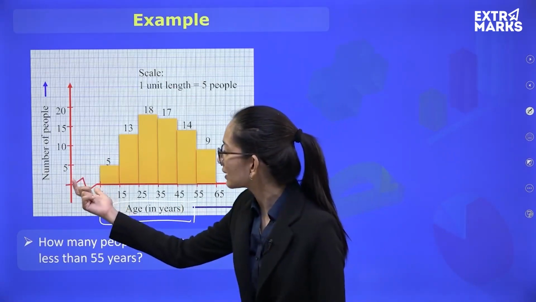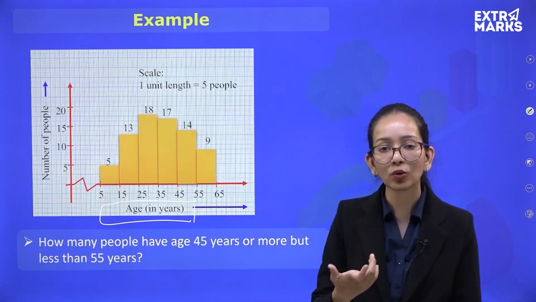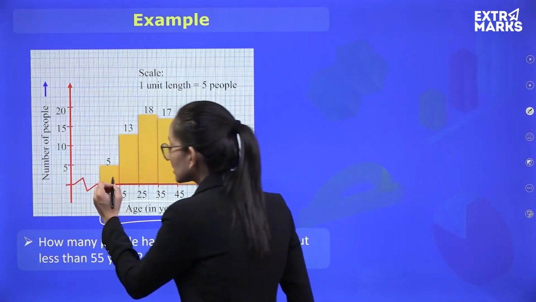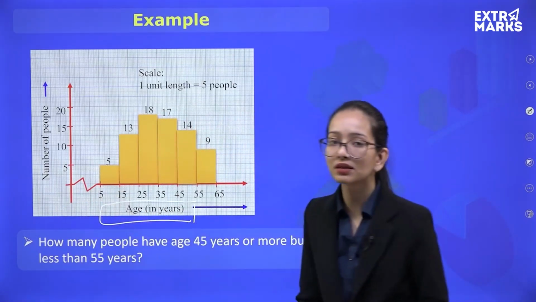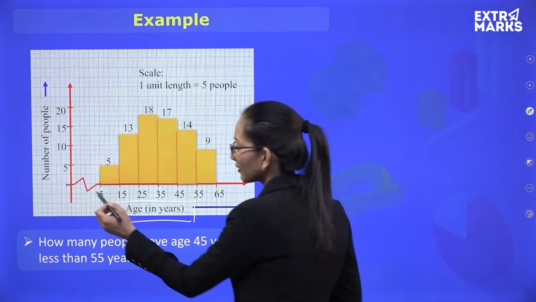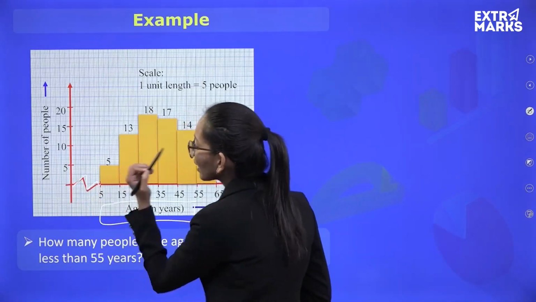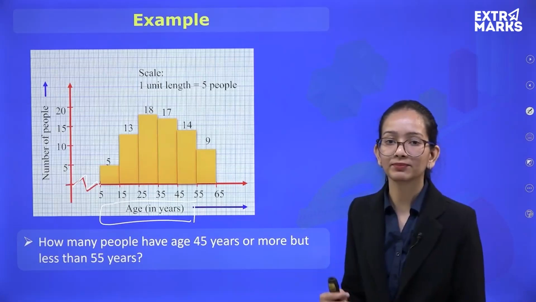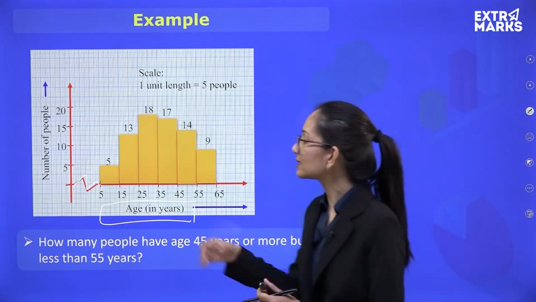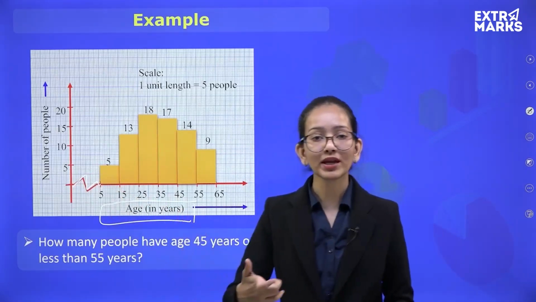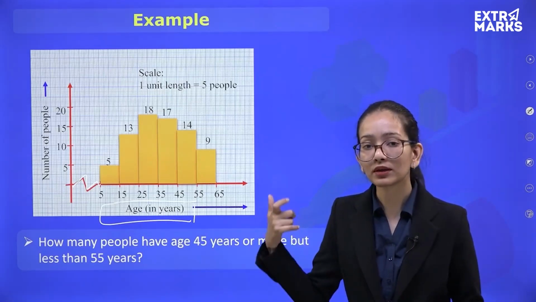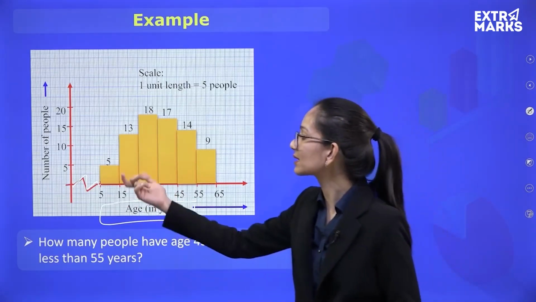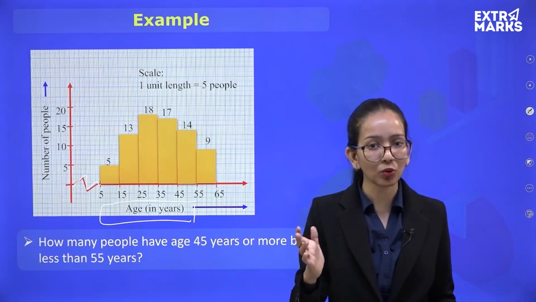Here you can see that between 0 to 5 there is no people. That means in this age group 0 to 5 years there is no people. That's why I have shown this range with the help of a distorted line. This distorted line tells you that in this range there is no particular value, right? So that means in this age group 0 to 5 there is no people.